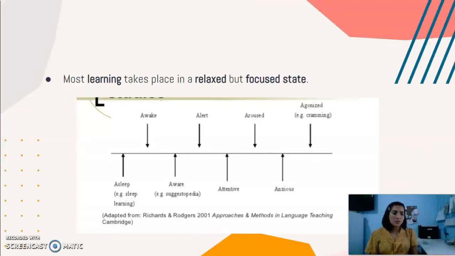So in the image here, you can see the different states of consciousness, and according to Suggestopedia, most learning takes place in a relaxed but focused state.